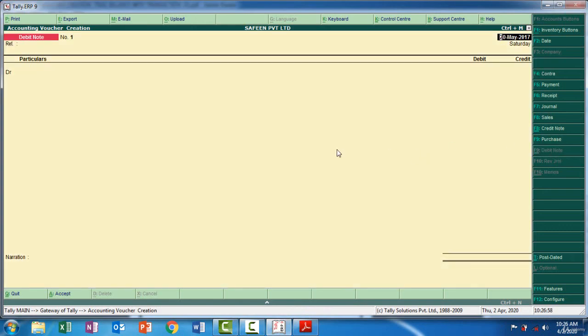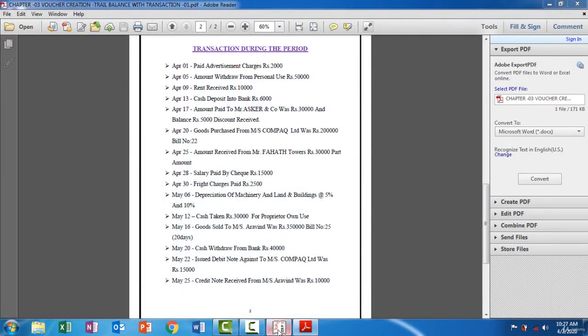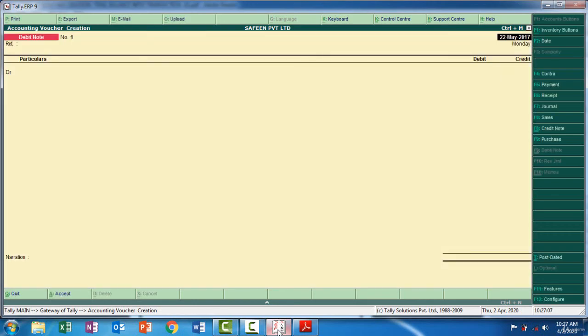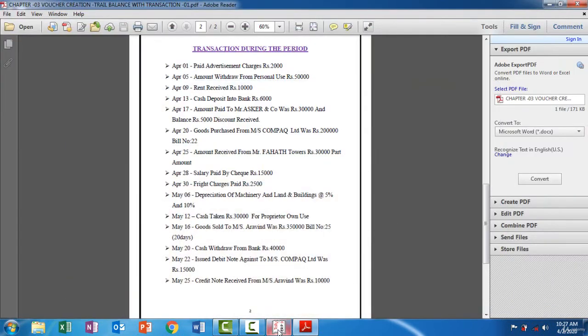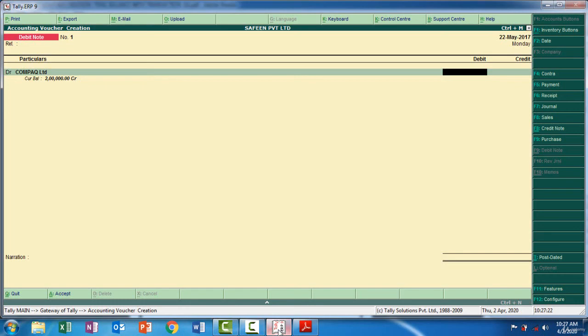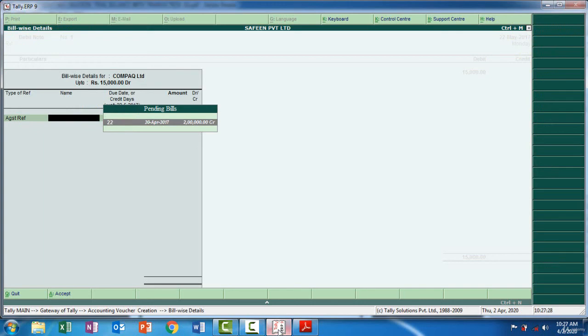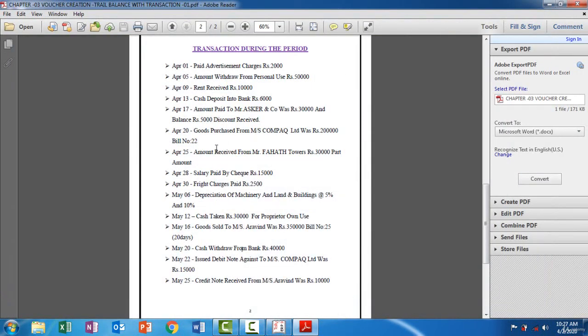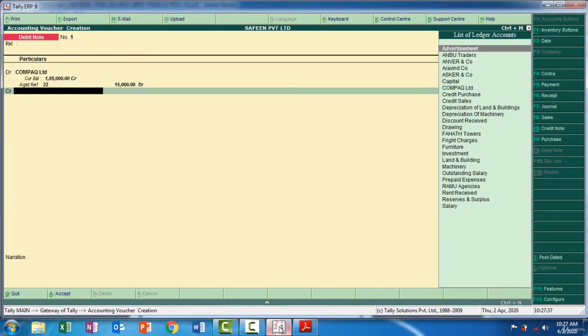In the debit note, first I'm going to change the date. The date is 22 May. Then debit, what is the debit? Comeback company. So I'm going to choose the Comeback company as the debit. How much? 15,000 against the reference. You know that Comeback company bill number 22. Yes, this one 15,000. And then credit, what is the credit?